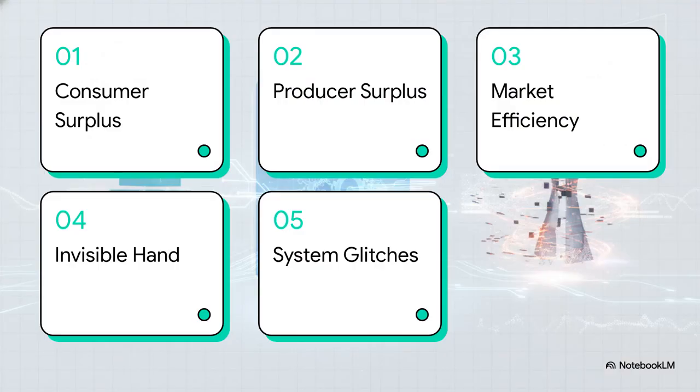To understand exactly how this works, here is our system diagnostics menu for today. 1. Decoding consumer surplus. 2. Analyzing producer surplus. 3. Maximizing market efficiency. 4. The power of the invisible hand. And 5. Efficiency, equality, and market failures.